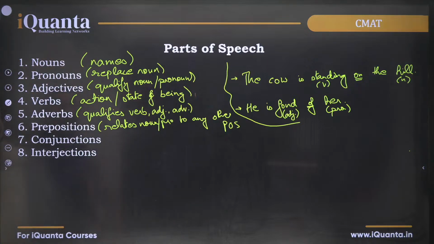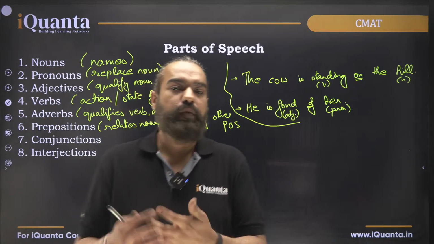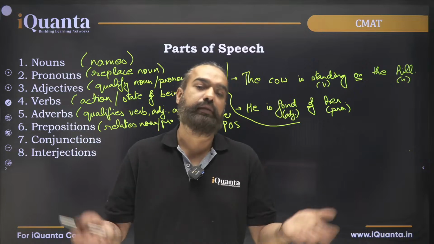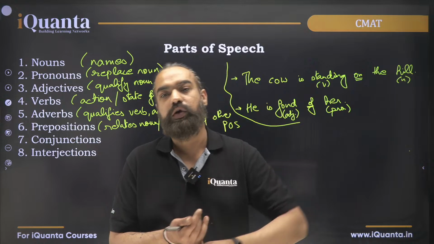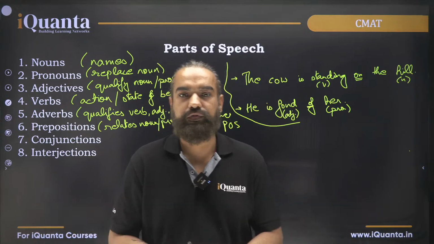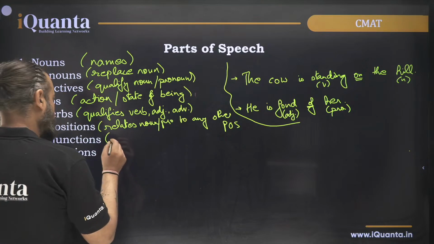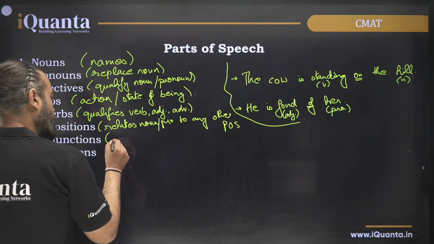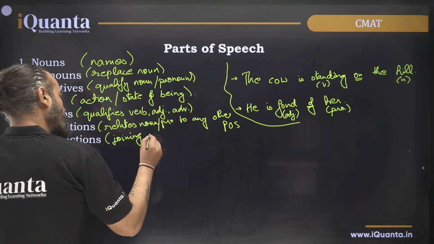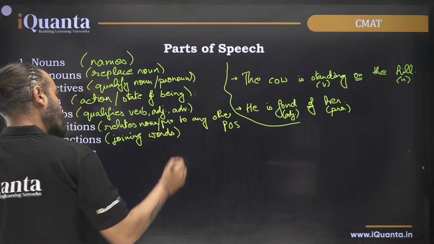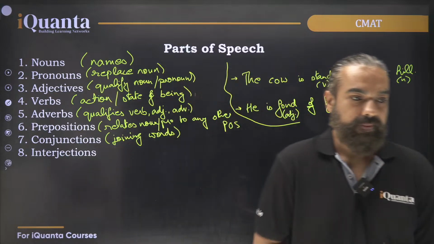Next we have conjunctions. Easy. The second part of the word has junction. What is a junction? A junction is something which joins. Conjunctions are joining words. They can join two phrases, two clauses, two words, and so on and so forth. More about conjunctions in detail later. For now, the functionality of the conjunction is joining words. Simple.